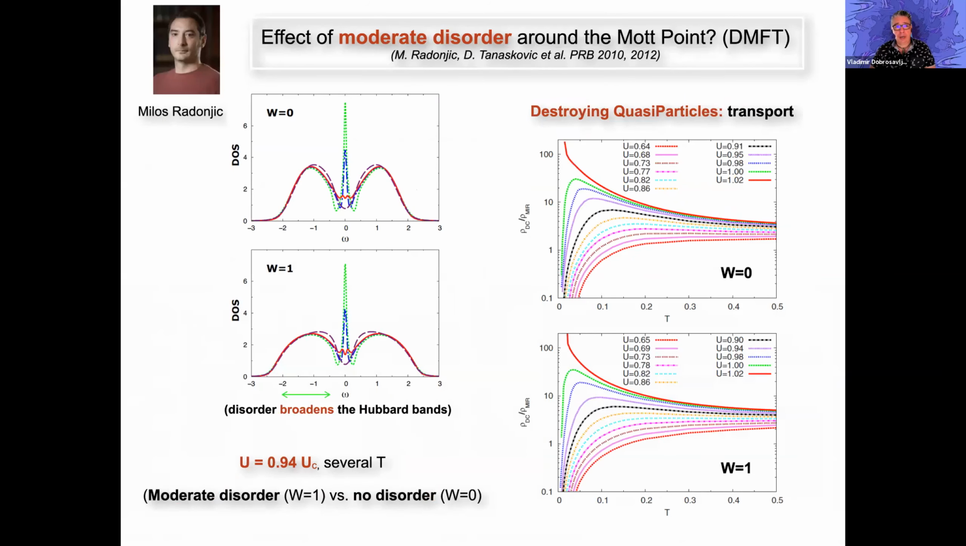We extended this work to add some moderate disorder with Miloš Radonjić, who was a former student of Darko Tanaskovic some years ago. And this result shows two plots. One is the density of states just on the metallic side of the Mott transition at different temperatures. And we see again, like what we showed in the movie, as we raise the temperature, this quasi-particle peak is destroyed. We add weak disorder, what happens?